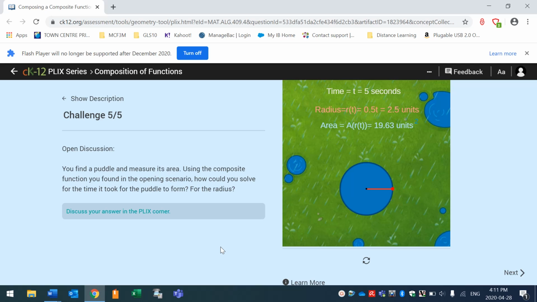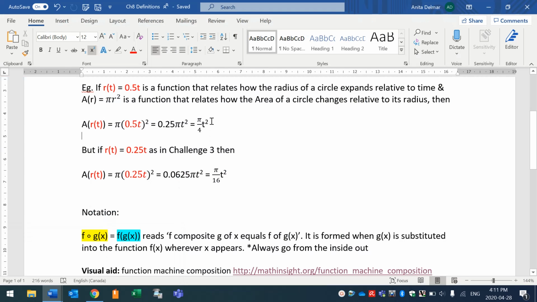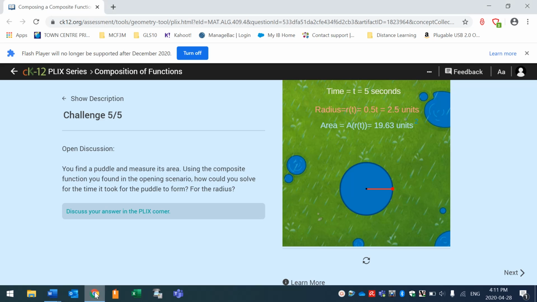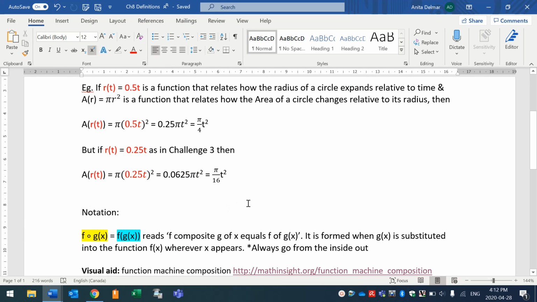Open discussion. You find a puddle and measure its area using the composite function you found in the opening scenario. So that was this one here, the pi over 4 t squared. A of r of t equals pi over 4 t squared. How could you solve for the time it took for the puddle to form, or for the radius? Okay, so let's have a look over here. So how could you solve for the time it took?